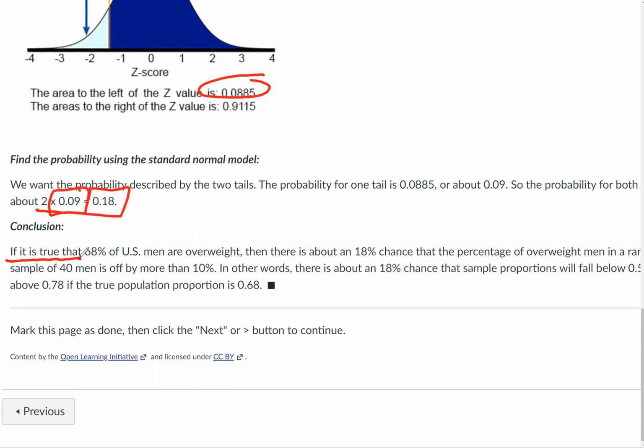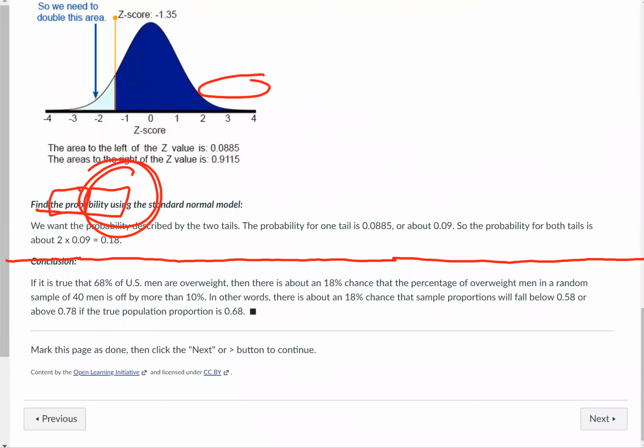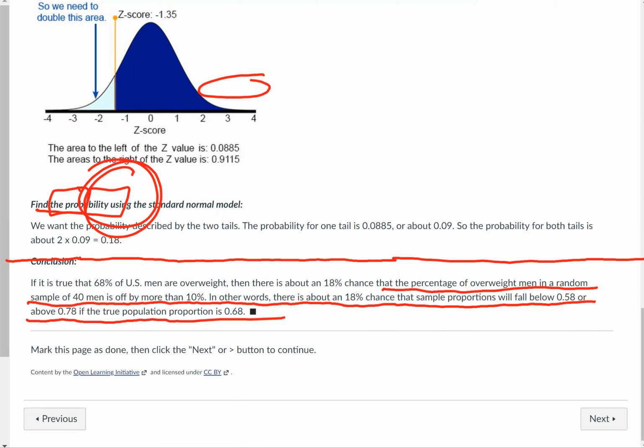If it is true that 68% of US men are overweight, then there is about an 18% chance, because that's the calculation we just found, that the percentage of overweight men in a random sample of 40 men is off by more than 10%. In other words, there's about an 18% chance that sample proportions will fall below 0.58 or above 0.78 if the true population proportion is really 0.68.